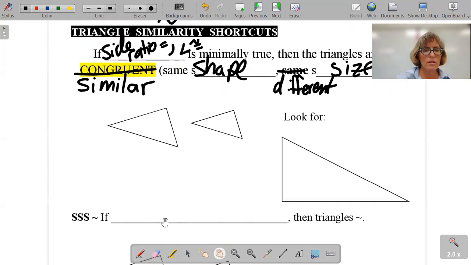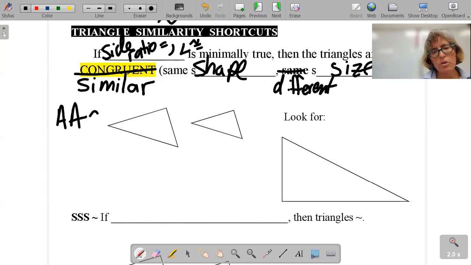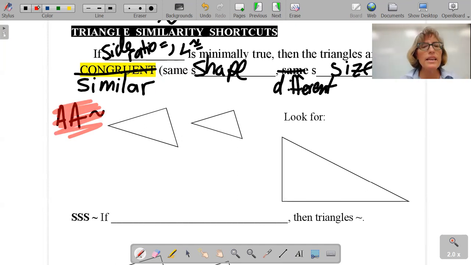First one is angle, angle, and you have to use the similarity sign. If you don't use the similarity sign, you will be marked down. So it's angle, angle, similarity. And what angle, angle, similarity says, if you have a minimal of 2 sets of congruent angles, angle, angle, then the triangles are similar, not congruent, similar, same shape, different size.